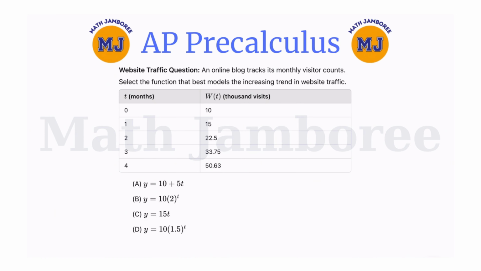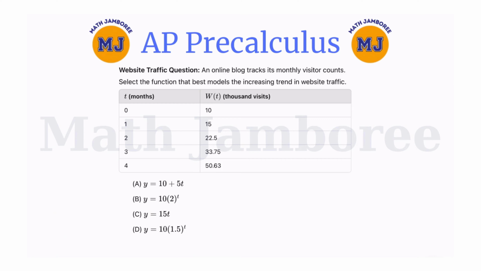visits W is 10, 15, 22.5, 33.75, and 50.63. So if you just pay attention, at month 0 we have 10,000 visits, and by month 4 the visits have increased to about 50.63 thousand. So our job is to pick the best function that models this growth.